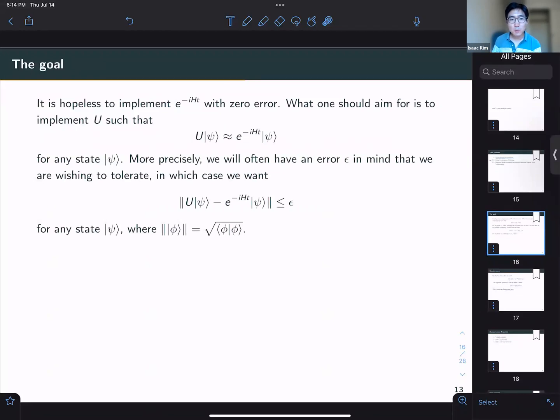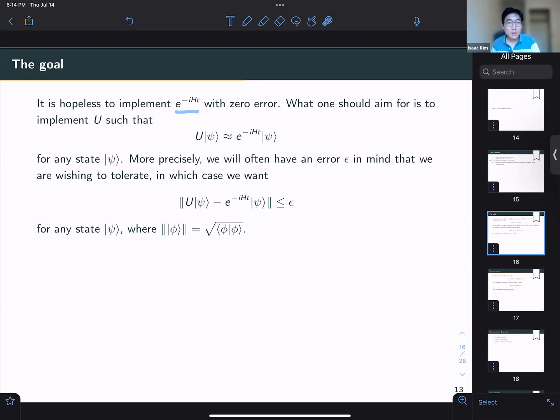But before I do that, I think it's important to understand, when people write these papers, what they're really trying to do and what their objective is. So let me first begin with that part. In an ideal world, what you would like to do is implement e to the minus iHt perfectly with no error. But this would be a hopeless task. There will always be some approximation error. So what you should really aim to do is implement some unitary U such that U applied to any state is very close to e to the minus iHt applied to the same state.